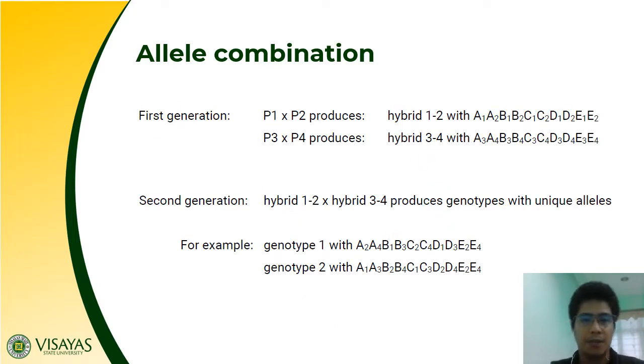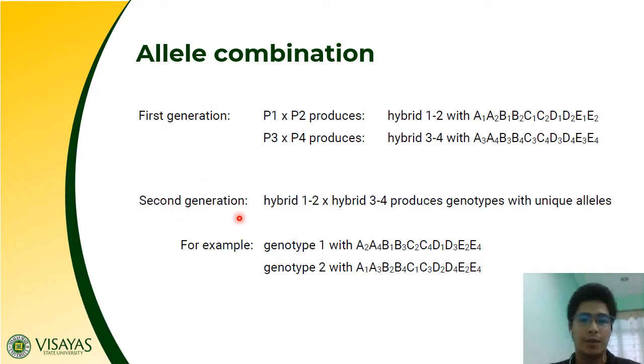This is explained further this way. In the first generation you have P1 and P2, and it produces this hybrid. We also label it with a subscript: 1 belongs to P1 and 2 belongs to P2. So you have a combination of 1 and 2 alleles coming from the 2 parents. Same with this cross, P3 and P4. You have here A3, A4, and so on and so forth.